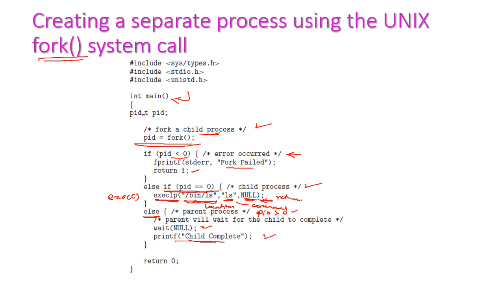So here we have 3 conditions. The first one is PID less than 0. If PID is less than 0, it means the child is not yet created, fork failed. The child will not be created. The second condition, PID is equal to 0, means the child is created. And the third one is PID greater than 0. If the PID value is greater than 0, that is the parent process.